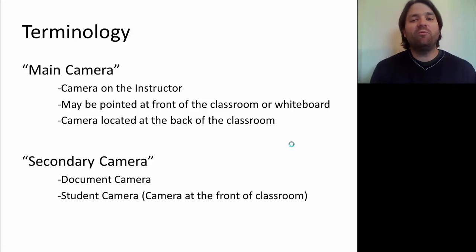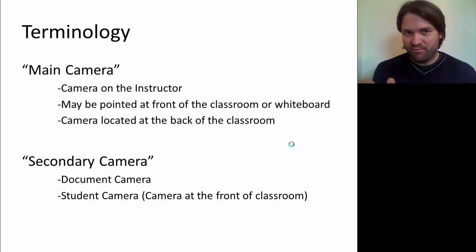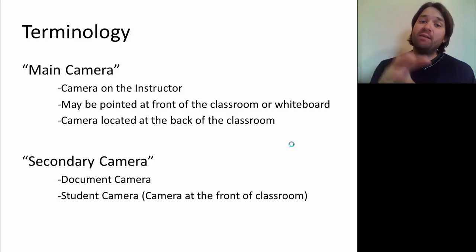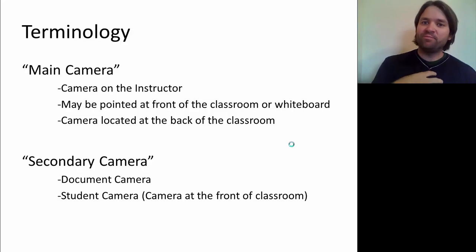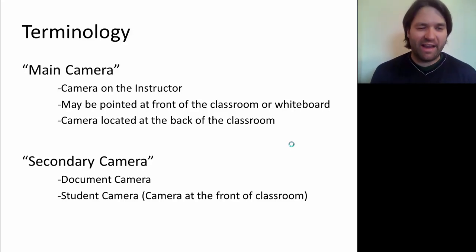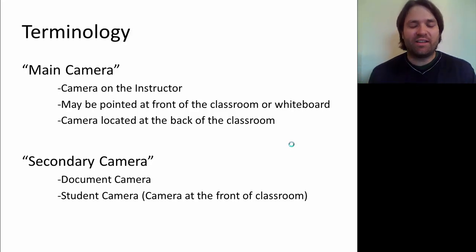Now typically what we call that instructor camera is the main camera. So when you see main camera in the different things in Tandberg, that's what it means. It's the camera that's on the instructor. Now this camera may be pointed at the instructor, or it could be pointed, say, at the whiteboard. You can move it around, and we'll talk in a different video about how to move the camera around as you see fit. But it's simply the camera that's at the back, and typically it's the one that's going to be showing you.